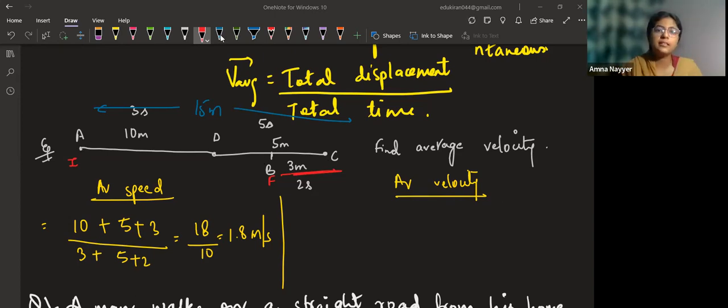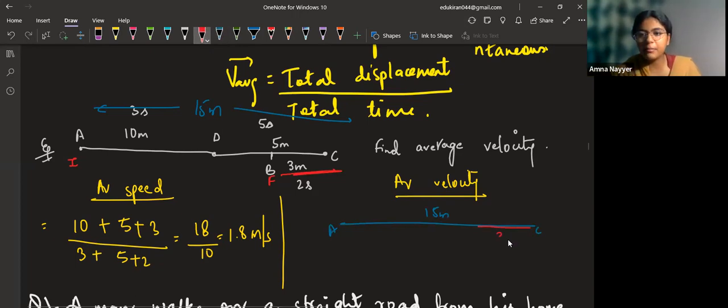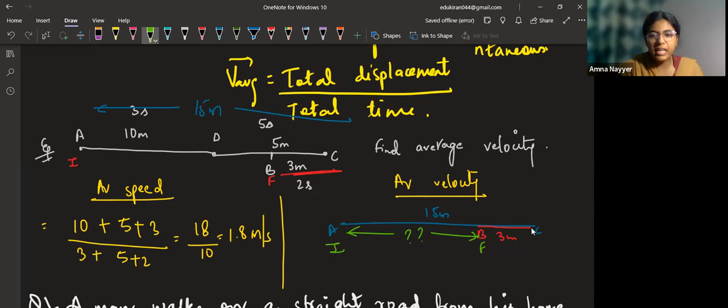It's like you have a line. See, this is 15 meters from A to C. This part is 3 meters from B to C. I am asking all of you, how much is this part from A to B? Because this is my initial point, this is my final point. So this is what is required by me. If it is 15, then this part is 12. Yes, Martin.